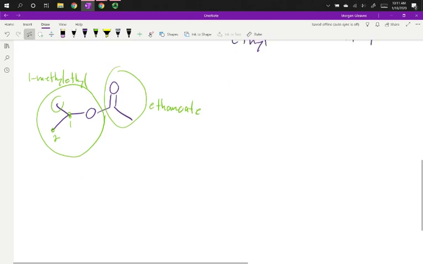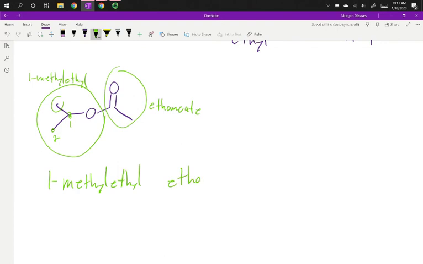So the name is 1-methyl ethyl ethanoate. And so if you flip the molecule around, it doesn't change the fact that the single bonded oxygen side always has its name up front, and the double bonded oxygen side always gets the oate.